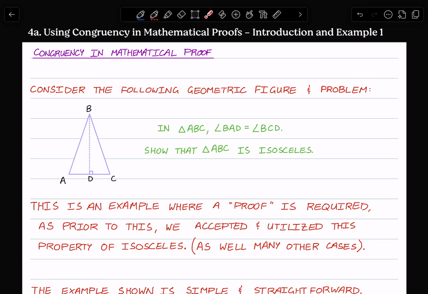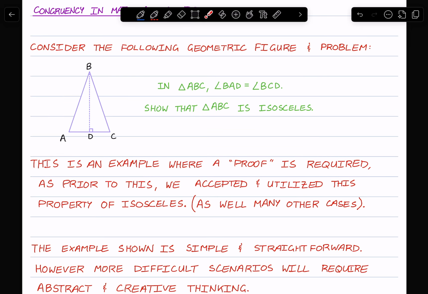Hello class, this is a video tutorial on using congruency in mathematical proof. So let's go straight into it and let's consider the following geometric figure and problem.